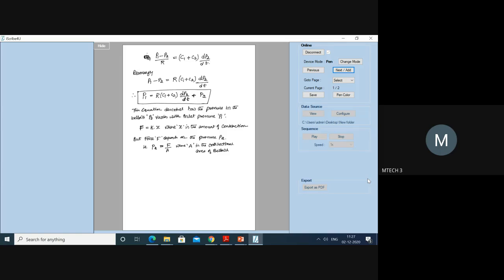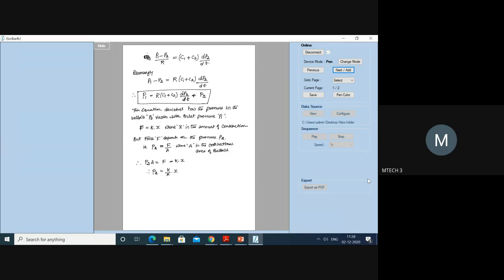Okay, right. Therefore, P2 into A is equal to what? F. P2 into A is equal to F. In turn, F is equal to K into X. Therefore, P2 is equal to K by A into X. Is it not? P2 is equal to K by A into X.